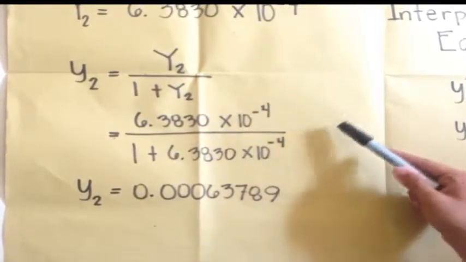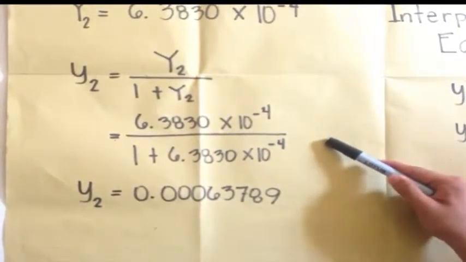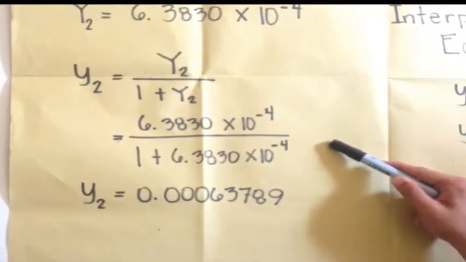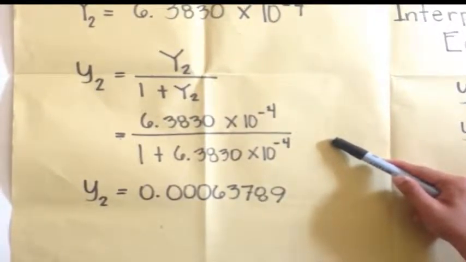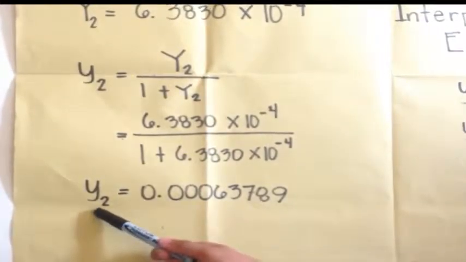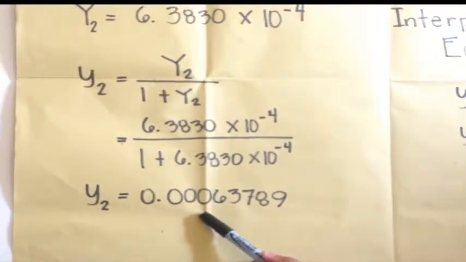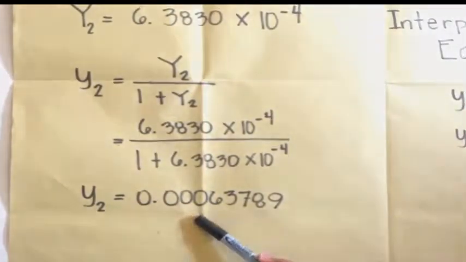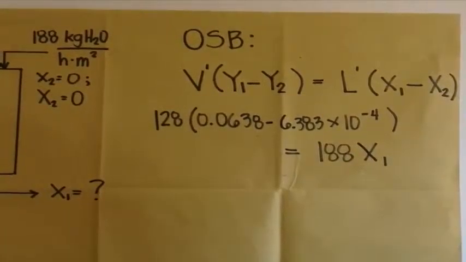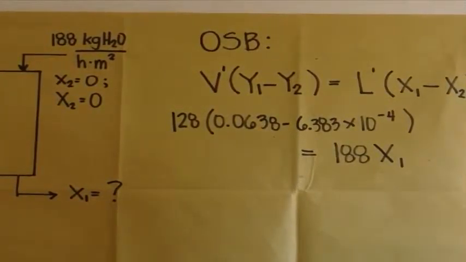We will get 6.3830 times 10 to the negative 4 over 1 plus 6.3830 times 10 to the negative 4. Our value for Y2 on wet basis is 0.00063789. We can now proceed to our overall solute balance.